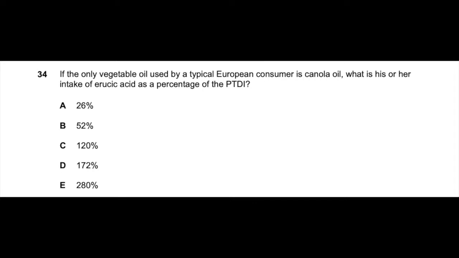Canola oil contains 0.6% erucic acid. Therefore, in 42.9 grams of canola oil there is 42.9 divided by 100 multiplied by 0.6 equals 0.257 grams of erucic acid, which equals 257 milligrams. The PTDI is 500 milligrams per day of erucic acid. Therefore, the intake of erucic acid as a percentage of the PTDI is 257 divided by 500 multiplied by 100 equals 51.4%. Therefore, option B is correct.